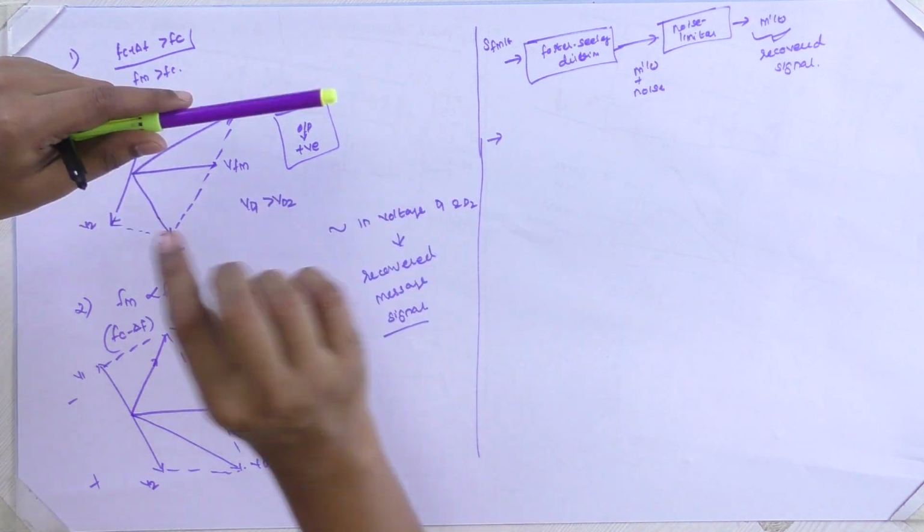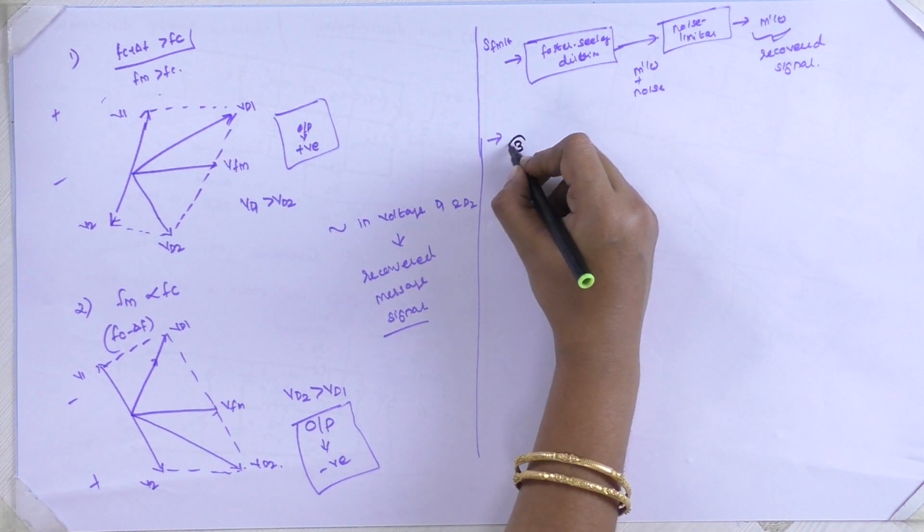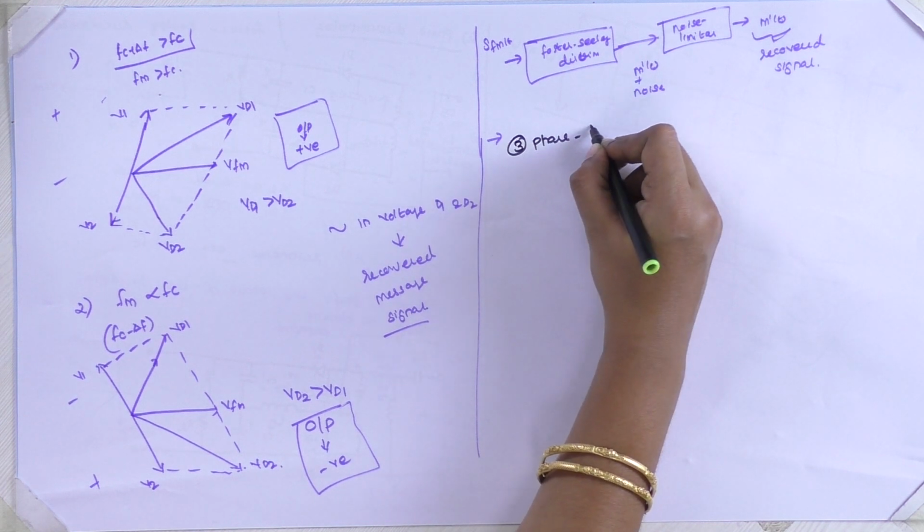Next is the phase locked loop. The third subdivision in demodulation is the phase locked loop.